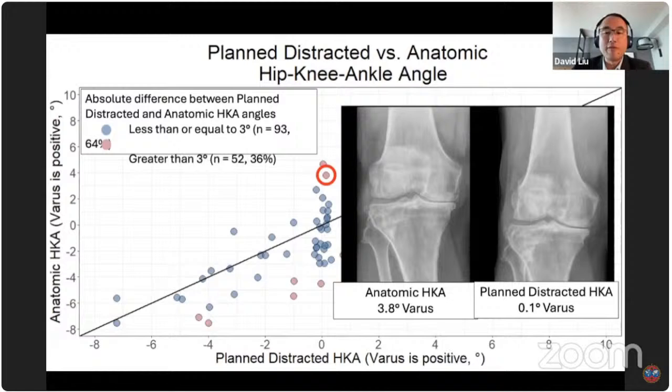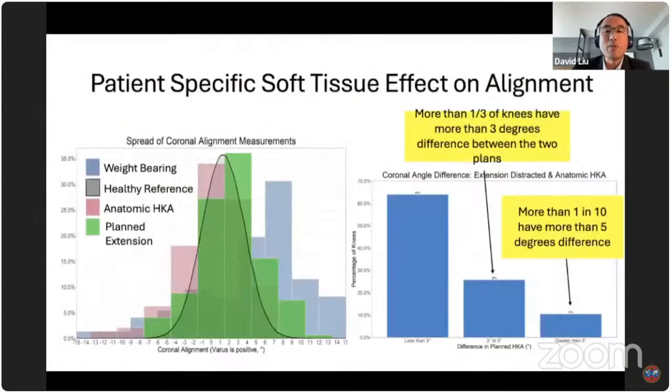And so my philosophy is more about balancing the gaps rather than leaving a patient with residual constitutional laxity, and thus my preference of functional alignment. What we found was that when we considered both the bony anatomy and the individualized soft tissue characteristics, about a third of our patients had at least 3 degrees difference in the alignment of their components from a pure kinematic alignment.